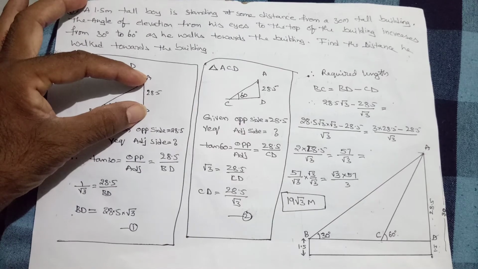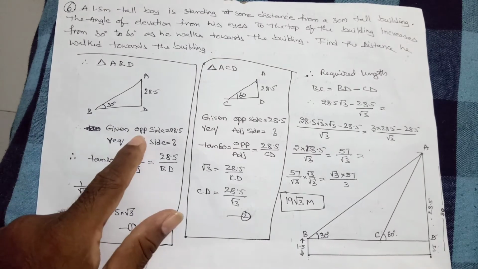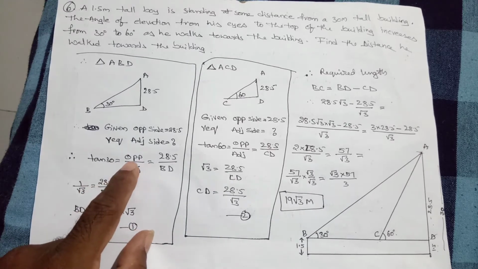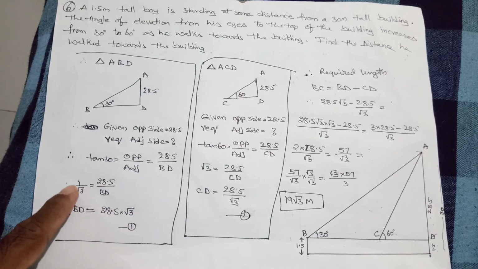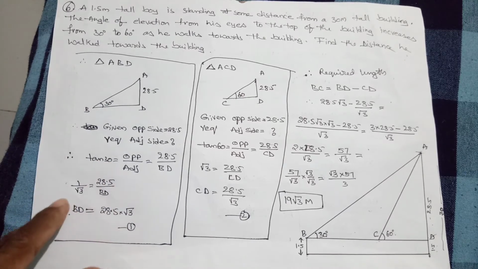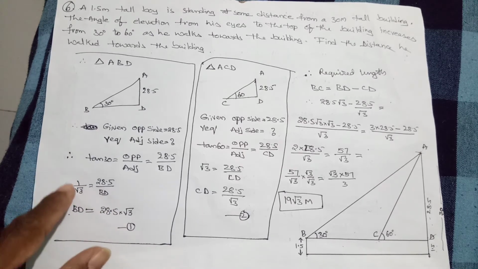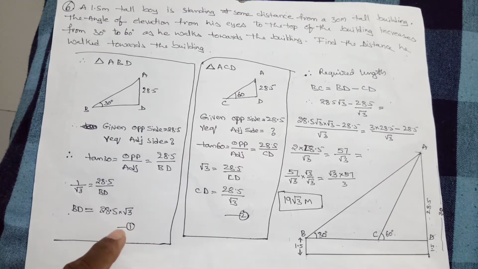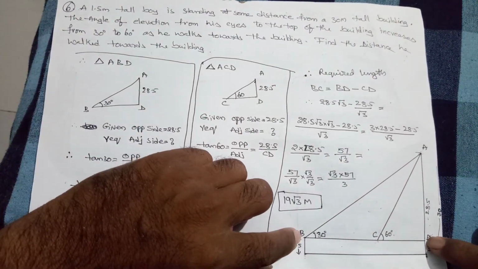Now here 28.5 is there, 30 degrees is there, and BD is required. Now given is the opposite side, required is the adjacent side. Therefore tan 30 is equal to opposite side by adjacent side, 28.5 by BD. So 1 by root 3 is equal to 28.5 by BD, since tan 30 is equal to 1 by root 3. Now BD is equal to, you take root 3 this side, 28.5 times root 3. This is equation 1. Now we got the full length from here to here.